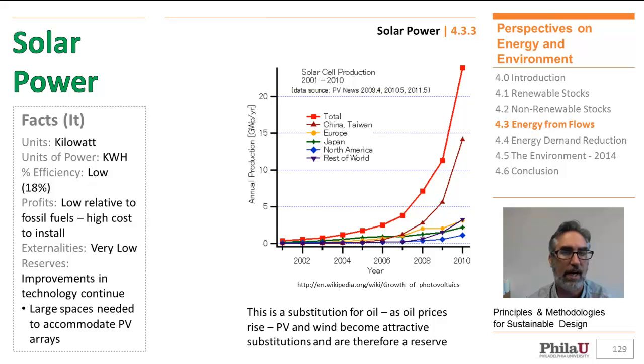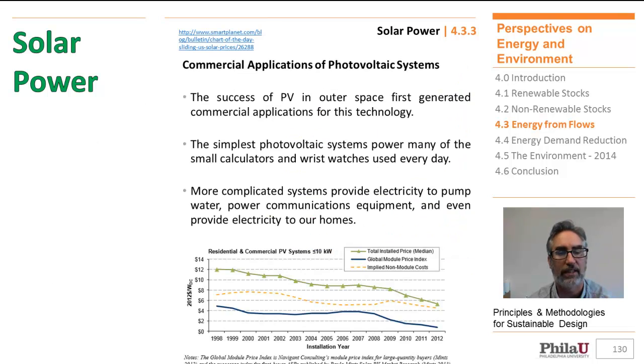As oil prices rise, PV becomes more attractive and more viable economically as a technology, even with its lack of 24-hour access. The commercial applications of PV started in space, and this goes back again to the abundance principle and the idea that humans are inherently curious and will continue to make improvements. The simplest photovoltaic systems are powering calculators and wristwatches, and now we've got, of course, more complicated systems that power buildings, etc.